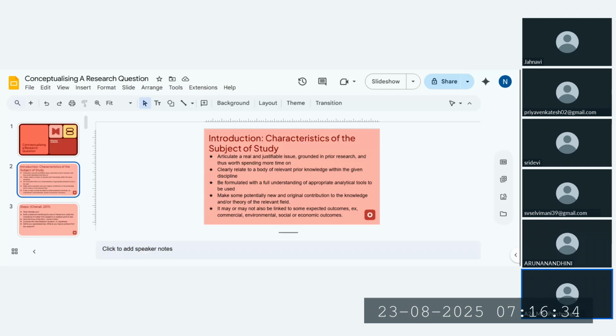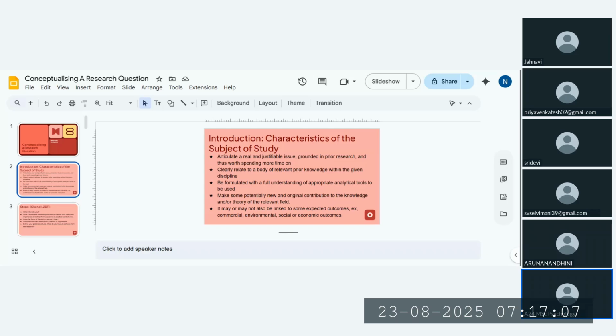So first we have to choose a subject. How do we choose a subject? It should have some characteristics like it should articulate a real and justifiable issue grounded in prior research and thus worth spending more time on. So நம்ம கேக்குற கேள்வி வந்து it should be real. It should not be some fantasy land or something that is not scientific. Like it cannot be a does God exist kind of question. It has to be a real question.